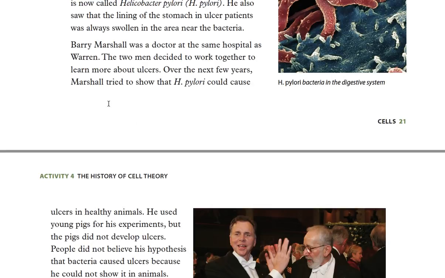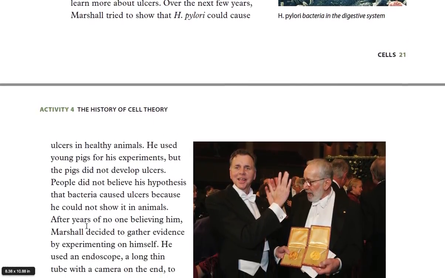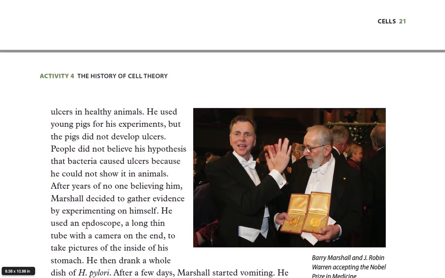Over the next few years, Marshall tried to show that H. pylori could cause ulcers in healthy animals. He used young pigs for his experiment, but the pigs did not develop ulcers. People did not believe his hypothesis that bacteria caused ulcers because he could not show it in animals.